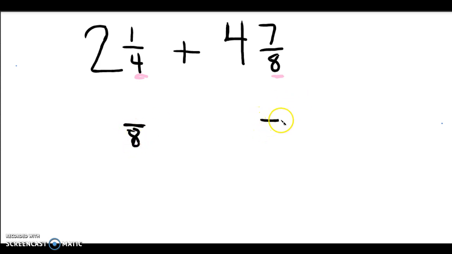Alright, lucky for me, this fraction right here is already in eighths. So that makes it nice and easy. This still is 4 and 7/8. But I do need to change this fraction here. So the question you need to ask yourself is, how do I get from a 4 to an 8? The answer to that is I multiply by 2. If I multiply the denominator by 2, I also have to multiply the numerator by 2. So 2 times 1 is 2.